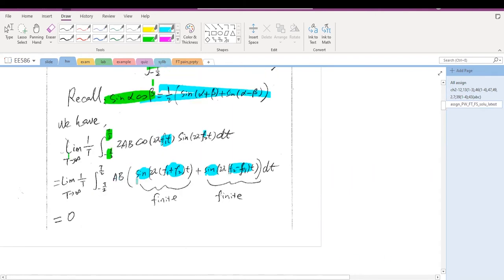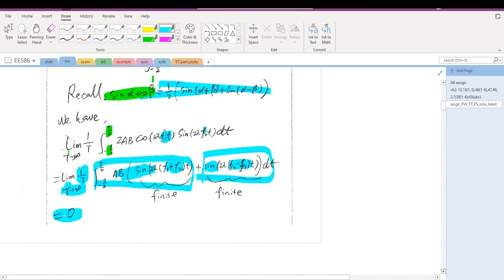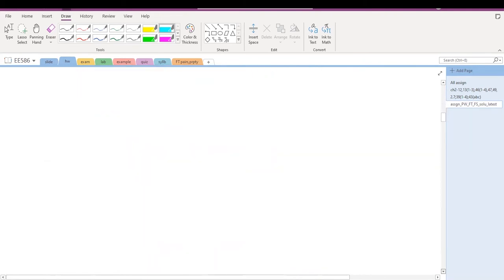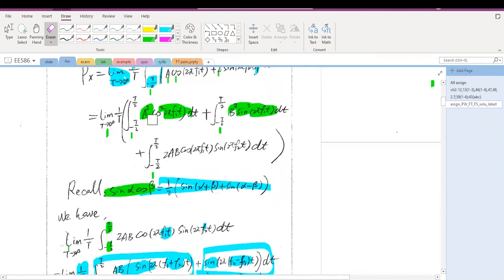Now we can see that if we do the integral of sine, the integral from minus T/2 to T/2 will be finite. Then you divide it by T, but T goes to infinity, so of course this will go to 0. Now this middle term disappeared in the power calculations. It will only leave the first term and the second term, so we need to evaluate those.